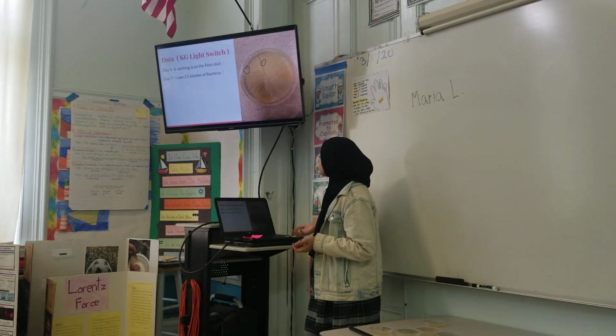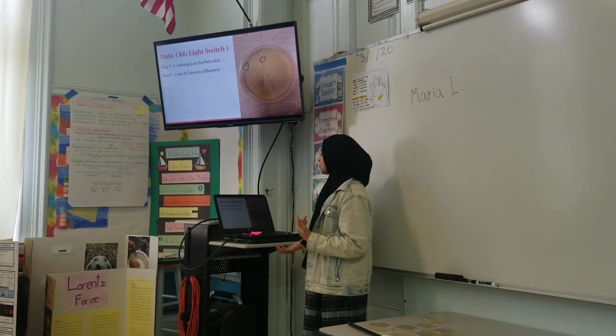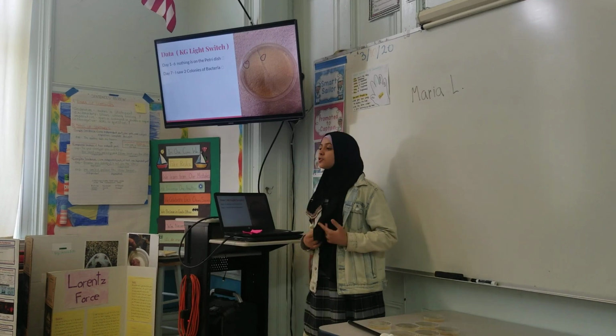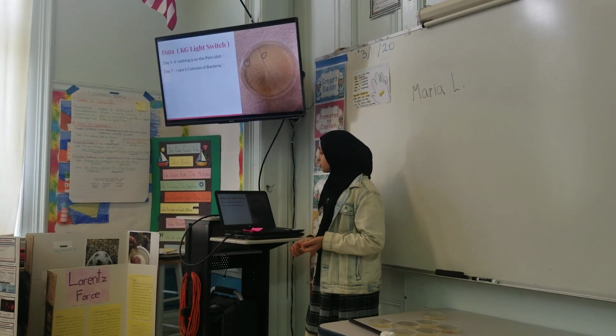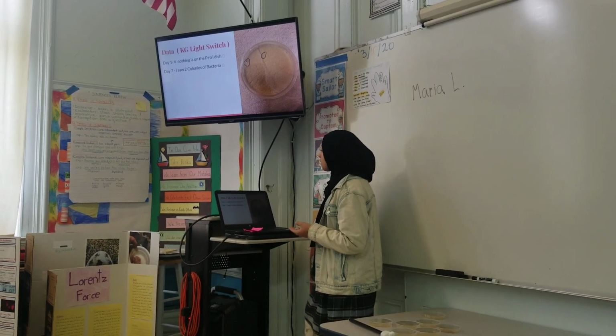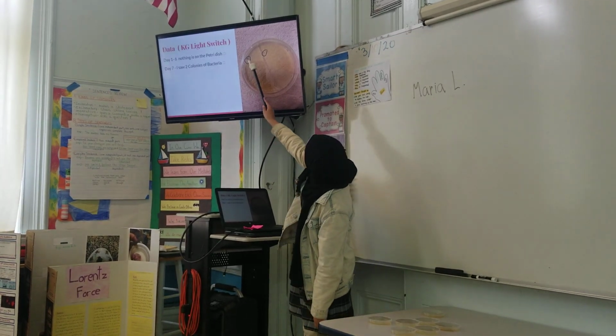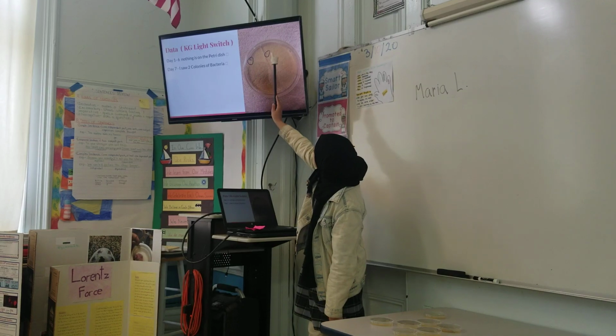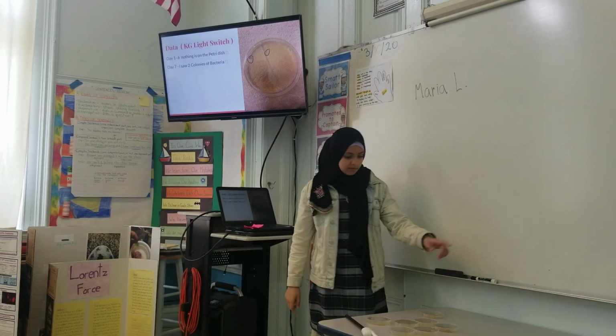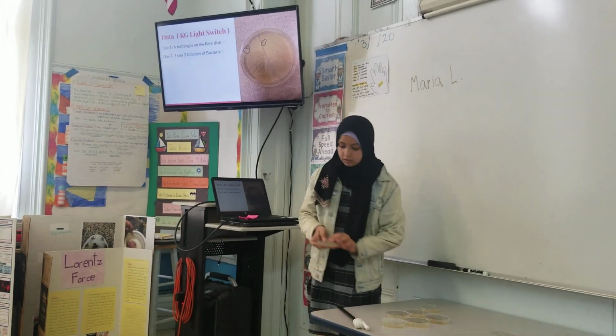Okay, so the first thing that I tested out was the kindergartner's light switch. From day 1 to 6, actually, I didn't see anything on the petri dish. On the 7th day, I saw 2 colonies of bacteria. So you can see right here, these are the 2 colonies. They're really small. And I also have them over here. So it's also right here.